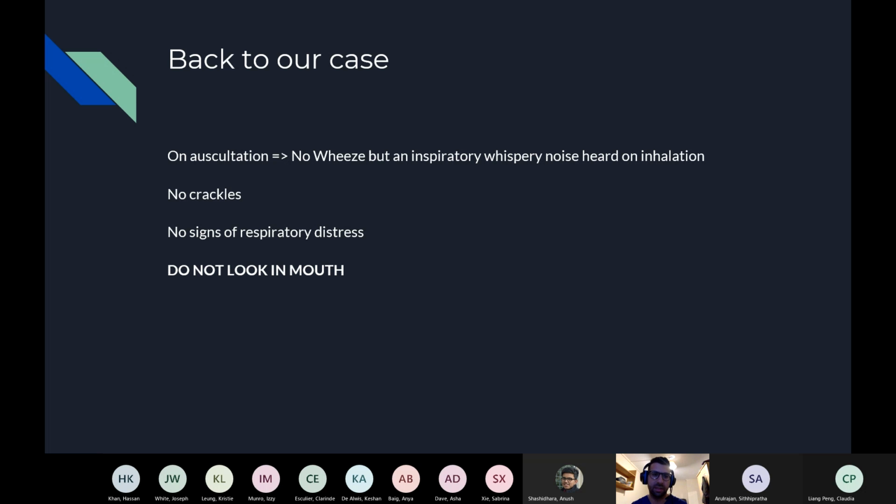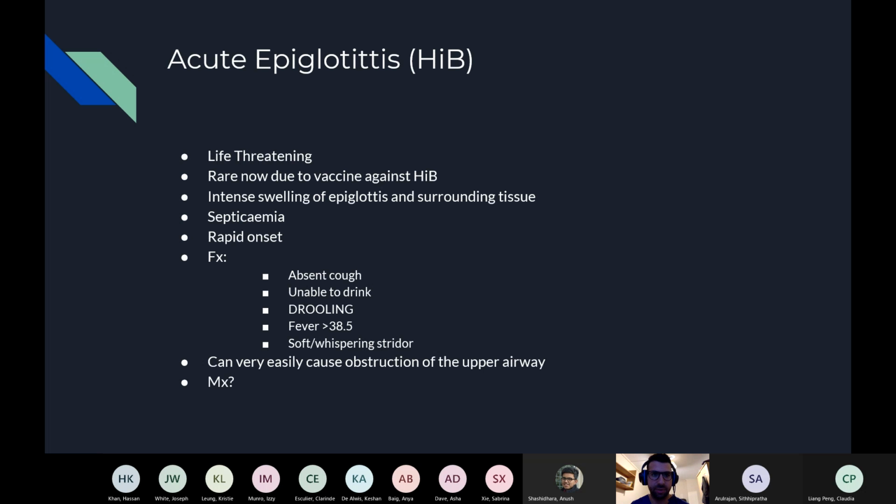So you do examine them, and on auscultation, there's no wheeze, but there is an inspiratory whispery noise heard on inhalation, so stridor. There's no crackles, so basically no signs of infection, and there's no signs of respiratory distress. So this patient doesn't have any signs of increased work of breathing. We have not looked in the mouth because that is bad. And this is acute epiglottitis, and it's caused most likely by Haemophilus influenzae B, which is actually not common anymore.